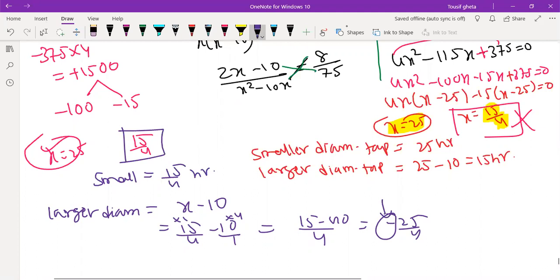So understood now? For the smaller diameter, 15 by 4 hours we can consider. It is there in minutes, minutes with seconds, I will tell. But what about the larger diameter? For the larger diameter we are getting minus. If we get minus, time cannot be minus. So that is why 15 by 4 will not be considered. Understood?